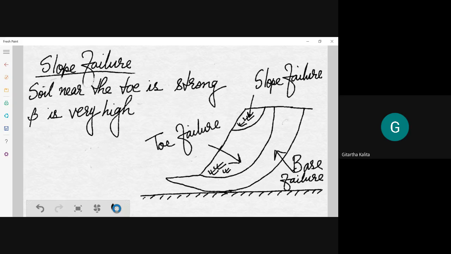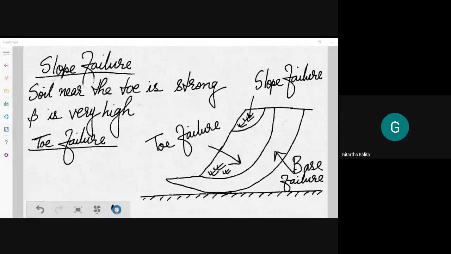Then next we go to the toe failure. Okay, so what happens in toe failure? Any doubt? Someone has unmuted. Maybe you have any doubt, please ask.